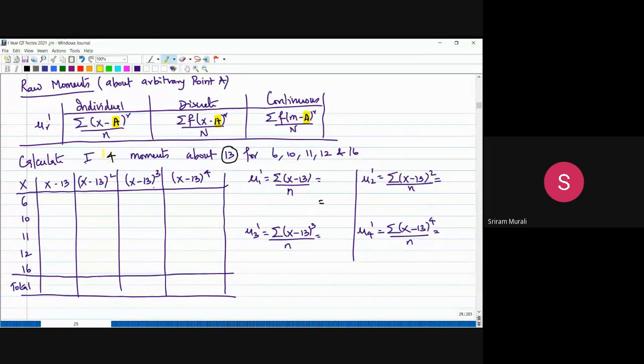For an example, calculate first 4 moments. Calculate first 4 moments about, they don't say about mean. Calculate first 4 moments about 13, he says it is 13. I don't say. So if they mention any specific value, then I should do accordingly. So this is whole cube. This is whole power 4.